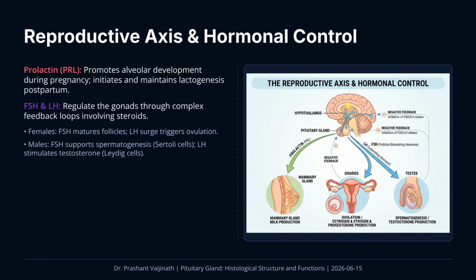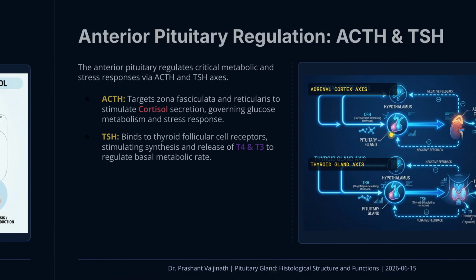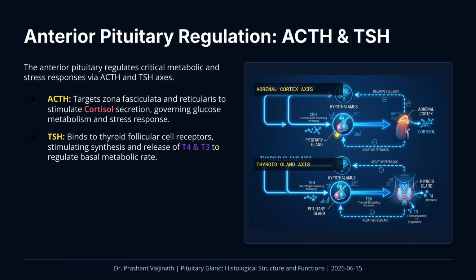Prolactin promotes alveolar development and maintains lactation postpartum. FSH and LH regulate the gonads through complex feedback loops, supporting ovulation in females and spermatogenesis in males. ACTH stimulates cortisol release from the adrenal cortex, governing glucose metabolism and stress response. TSH regulates thyroid hormone production, which in turn controls the basal metabolic rate.